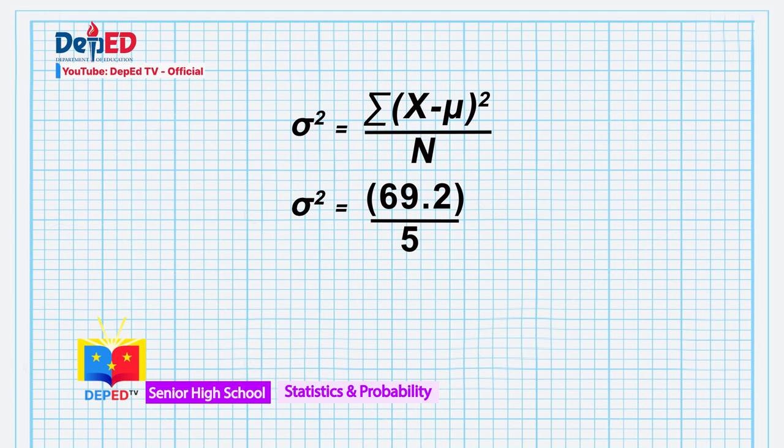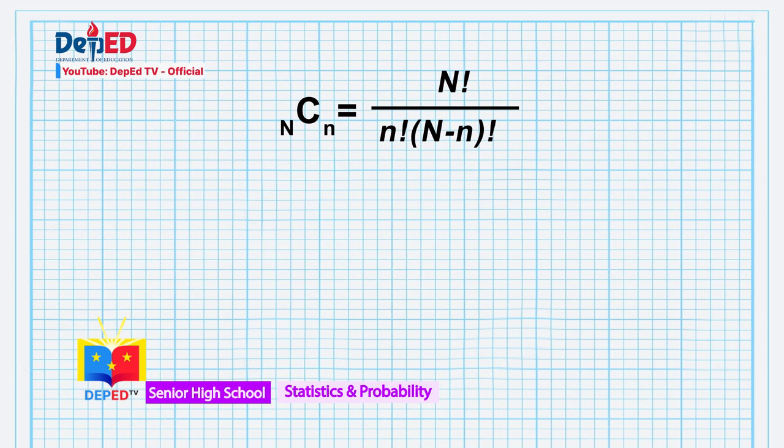The third step is to determine the number of possible samples of size n, which is 2. Let's key in our calculator. 5 factorial all over 2 factorial times the quantity 5 minus 2 factorial, which will result to 5 factorial over 2 factorial times 3 factorial. This will result to 10.